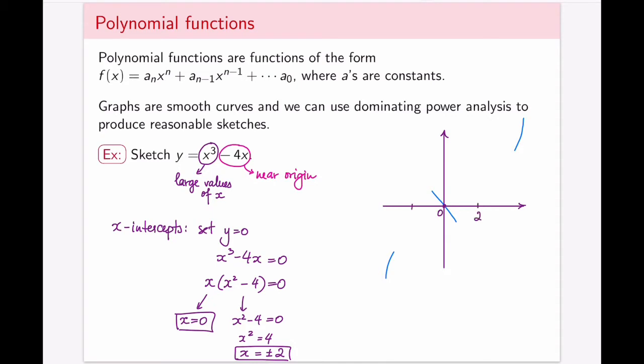Positive 2 and negative 2, as dictated to me by the solution to my equation. And now I have everything that I need to actually complete the picture. So my graph will start off with the x cubed behavior over here, will go through the intercept of -2, back along the -4x line near the origin, up through the intercept of 2, and to join the large value behavior at the other end.